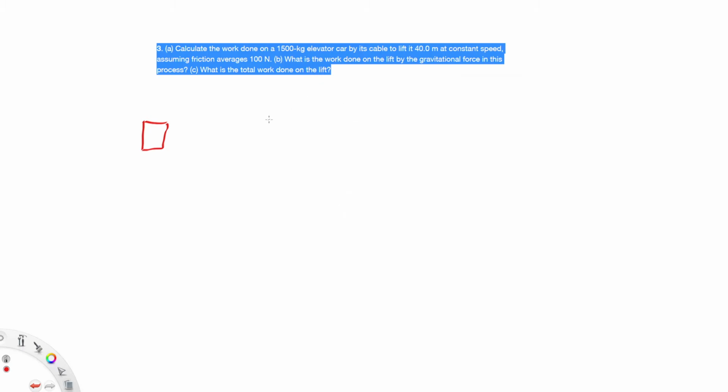Cool. All right. So we have an elevator car. The tension in the cable is pulling it up, and the weight of the car is pulling it down. So if we are at constant speed, that means that the sum of forces has got to be 0, right? Which just tells us that the tension in the cable is equal to the weight.